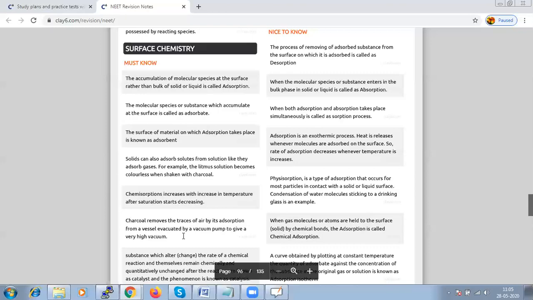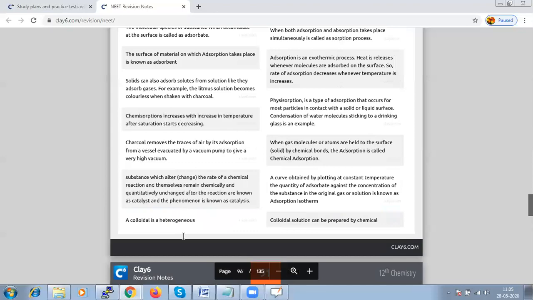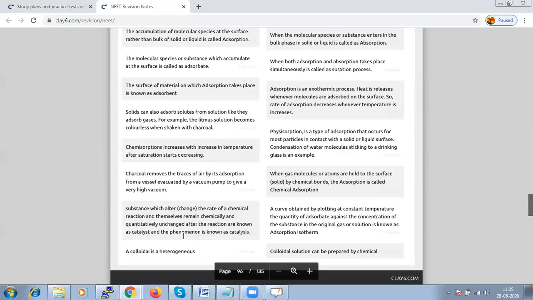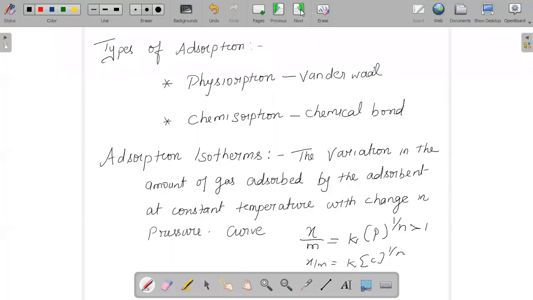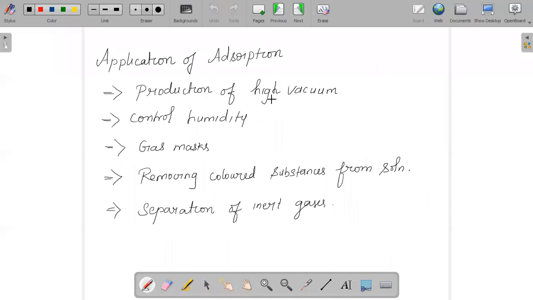There are certain applications of adsorption. It is used in controlling humidity: silica and aluminum gels can adsorb moisture and remove humidity. You can even think of separation of inert gases: different inert gases are adsorbed to different extents on coconut charcoal. So here are a few applications of adsorption.